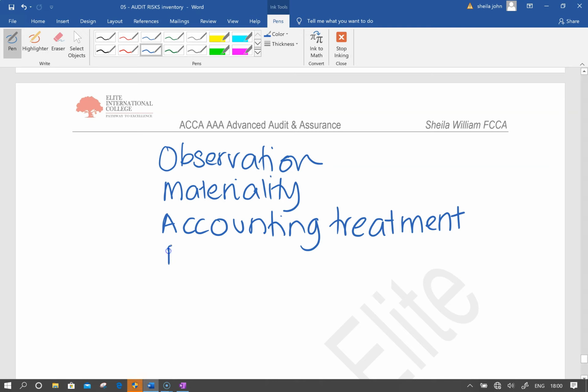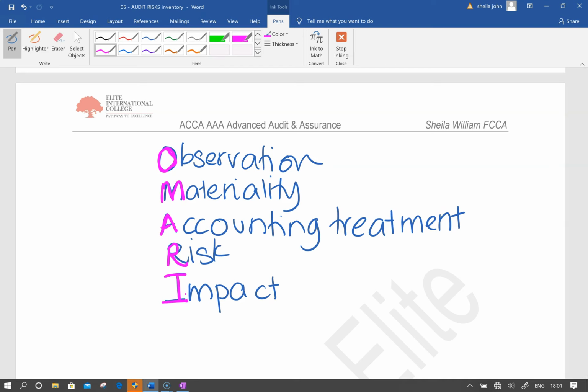Then we're going to look at the risk, and then we're going to look at the impact of the risk itself on the financial statement item, in this particular case, inventory. So this is very easy for you to follow. We have got an O here, we've got the M here, A, R, and we've got the I. So that would be the exam technique that we're going to use to develop audit risk answers. It doesn't matter whether you're talking about deferred tax or share-based payment expense or whatever other item. If you follow OMARI, you should be able to get your full marks.